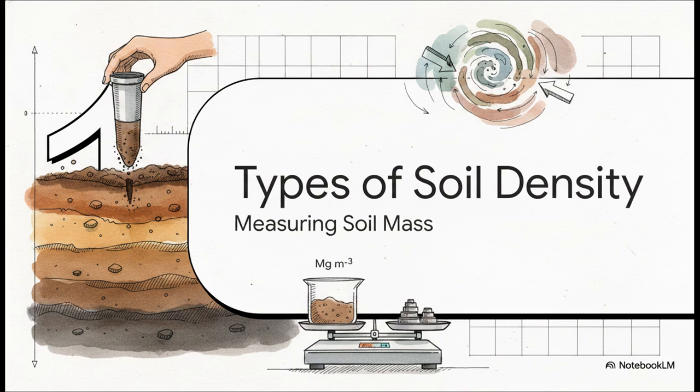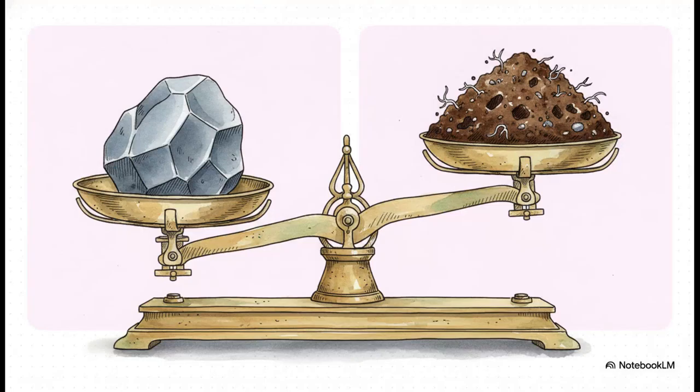All right, Section 1, two types of soil density. Now, whenever we talk about density, it's absolutely crucial to know how we're actually measuring it. In soil science, density is the weight per unit volume of a substance, commonly expressed in megagrams per cubic meter, or Mg m^-3. So there's a pretty stark contrast between our two main measurements here.